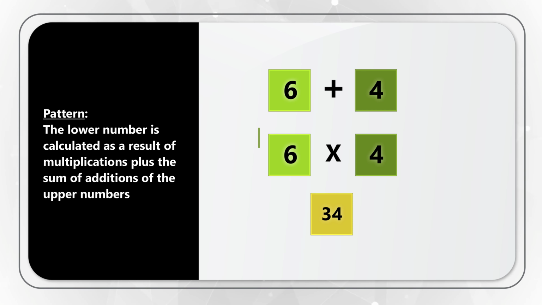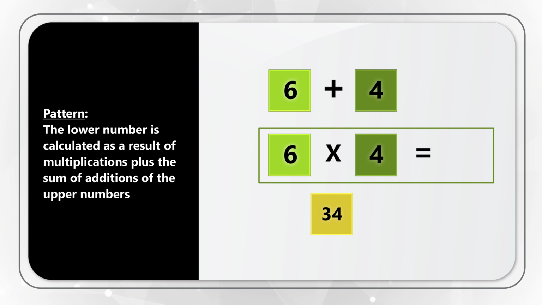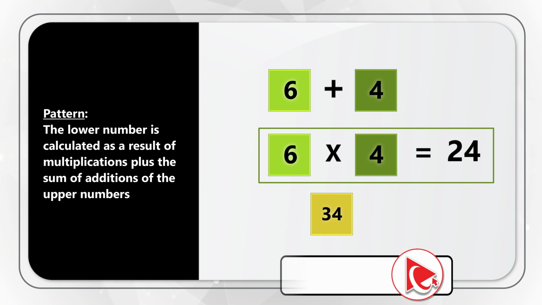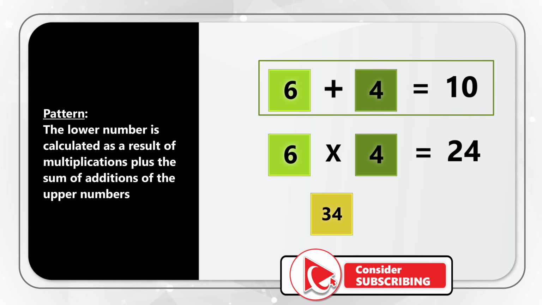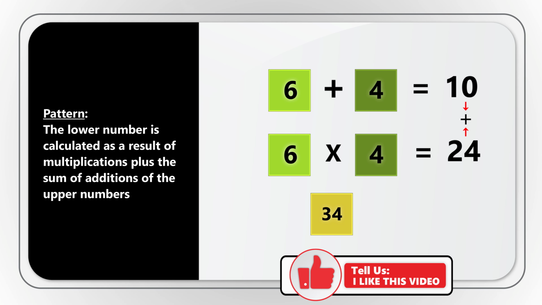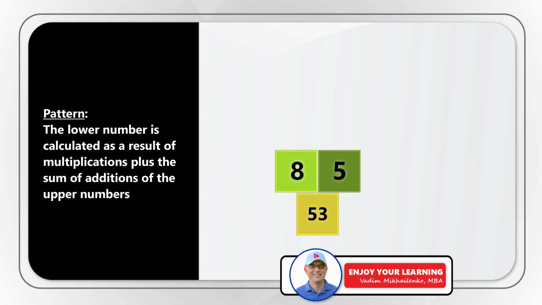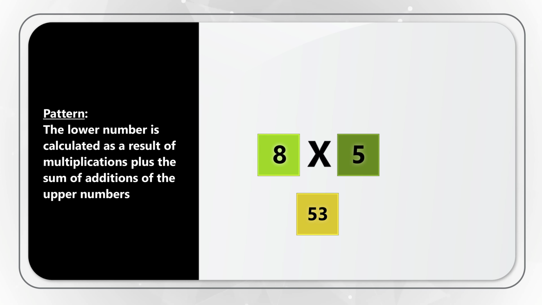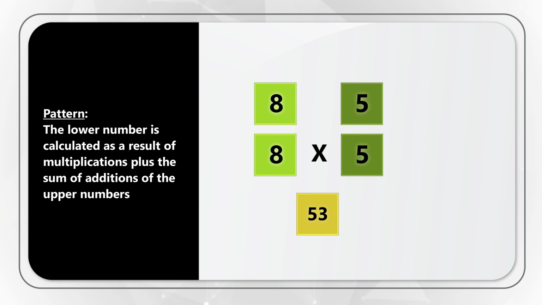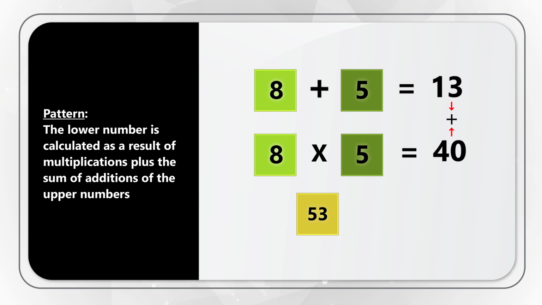For example, the first set of numbers is calculated as 6 multiplied by 4 plus the sum of 6 and 4, which would equal 24 plus 10, and equals 34. The next set of numbers is calculated as 8 multiplied by 5 plus the sum of 8 and 5, which would equal 40 plus 13, which would be equal to 53.